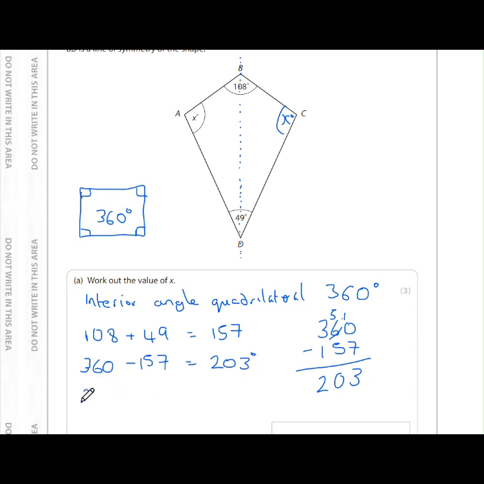To find the value of one of them, we're going to do 203 divided by 2, which gives us 101.5. A nice easy way of doing this is saying, well, we could divide 200 by 2, which gives us 100, and that leaves us with 3, which we divide by 2, which gives us 1.5.